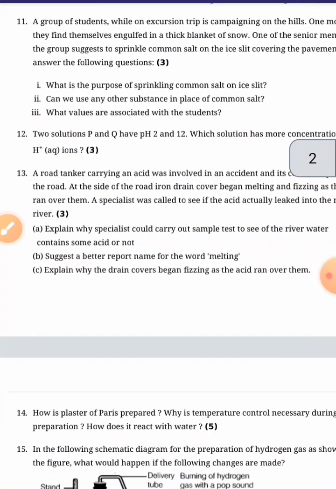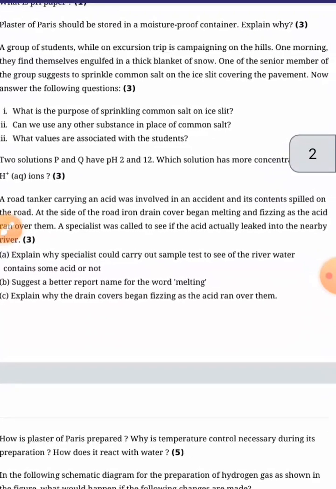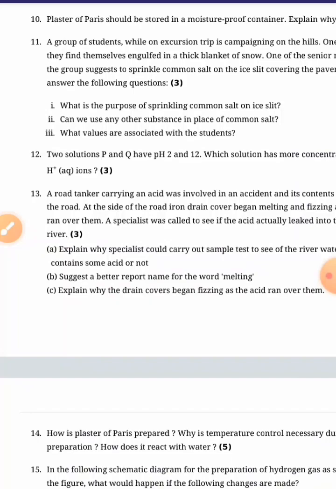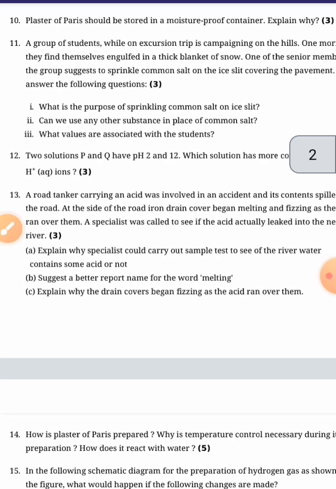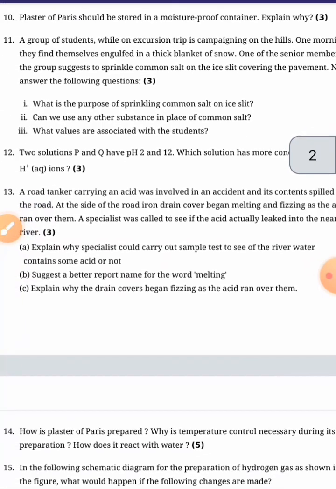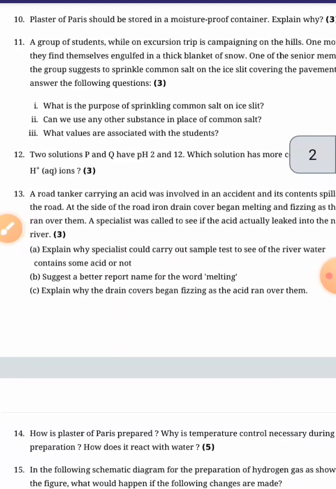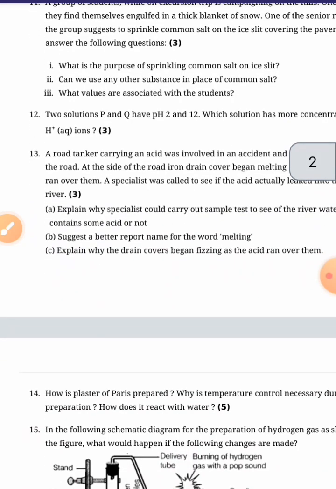A road tanker carrying an acid has been involved in an accident and its container split on the road. At the side of the road, iron drain covers began to melt and freeze as acid ran over them. A specialist was called to see if the acid had actually leaked into the nearby river. Explain why the specialist could carry out a sample test to see if the river water contains some acid or not.